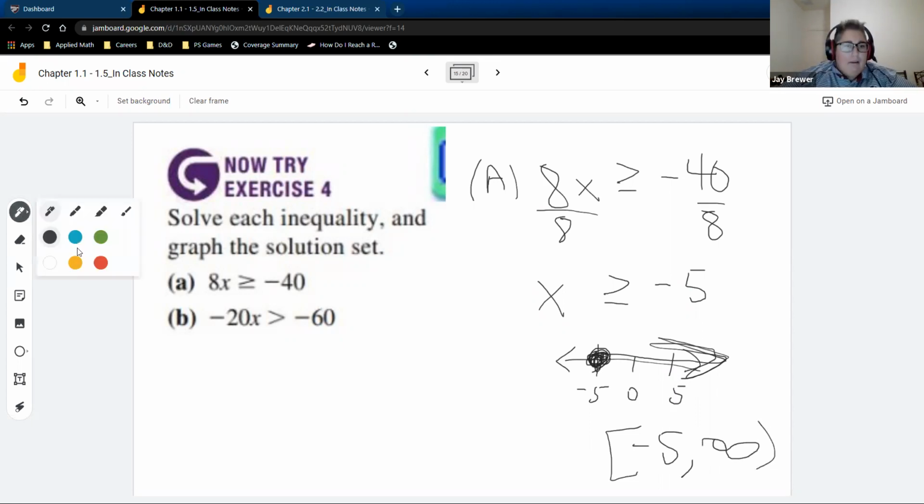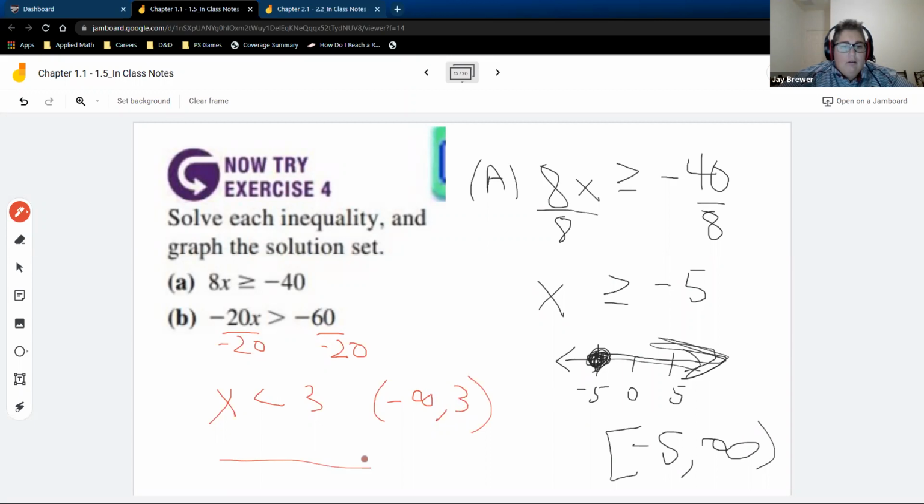All right, B, we're going to divide both sides by -20. We're dividing by a -20, so then our sign is flipping. And then it would be negative infinity to 3, with an open circle at -3 going to negative infinity. Okay.